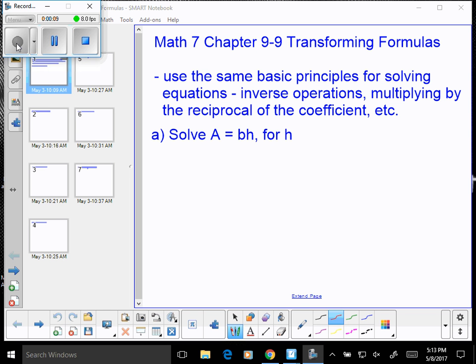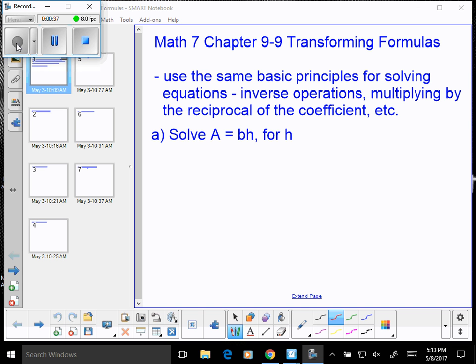Transforming formulas means that we are going to take a basic formula and solve it for a different variable that's in the formula. We basically use the same principles as you use for solving equations. You use inverse operations. You can multiply by the reciprocal of the coefficient. If there's addition in the formula, we're going to use subtraction to solve it, etc.